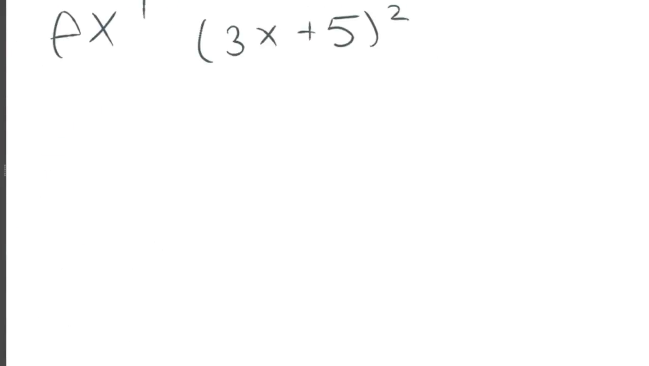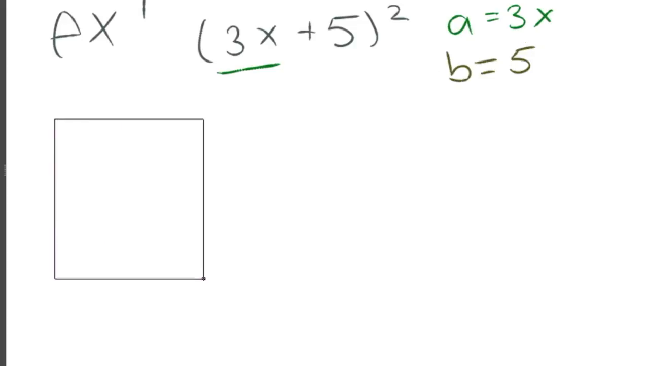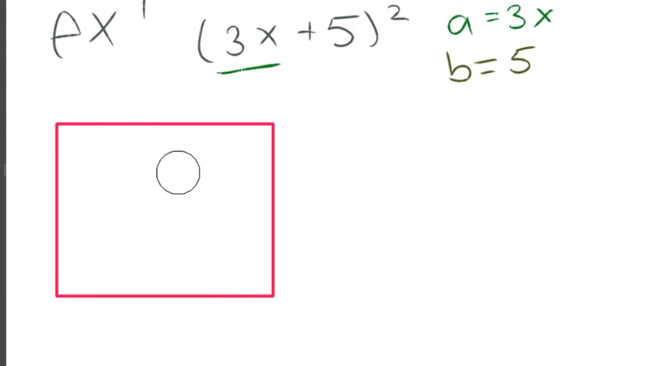So we have (3x plus 5) squared. So what we have is, let's first identify our a. So a is 3x, and b is 5. So again, let's use our square over here, and then we'll make our plus sign in between.